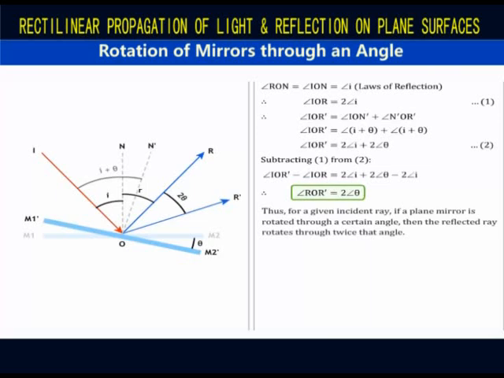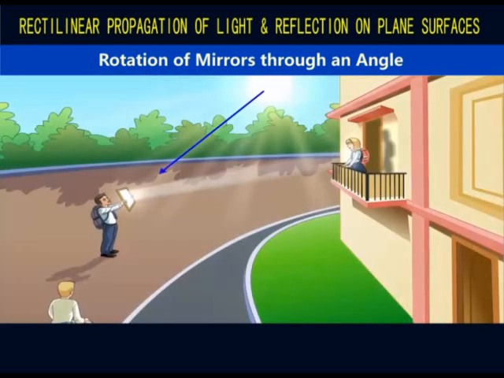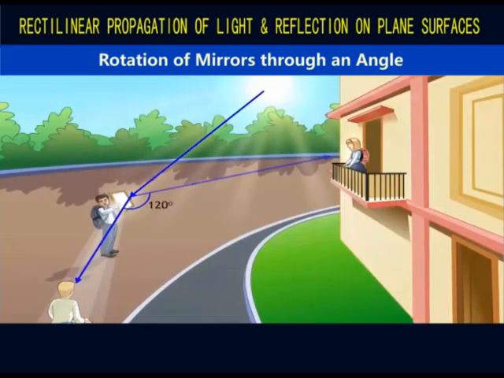Therefore, for a given incident ray, if the plane mirror is rotated through a certain angle, then the reflected ray rotates through twice that angle. So for our case, if the kid has to direct the reflected beam to the other friend 120 degrees apart, he has to rotate the mirror through an angle equal to half of 120, which is 60 degrees.